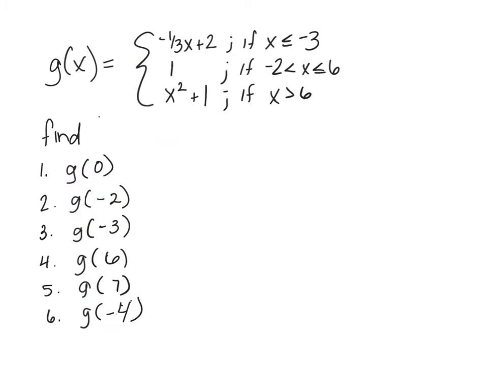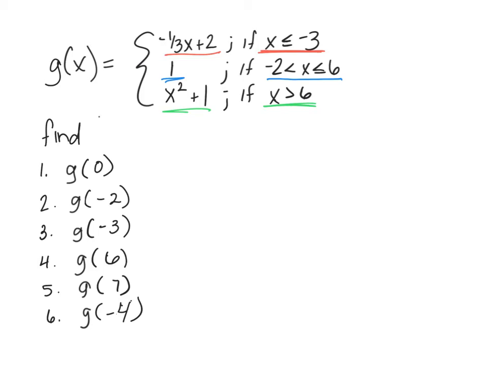Okay, so we have g of x is equal to negative 1/3 x plus 2 if x is less than or equal to negative 3. So that's our red. We have g of x equals 1 when x is between negative 2 and 6, including the 6, but not the 2. And then we have x squared plus 1 if x is greater than 6. So we're going to color code these.